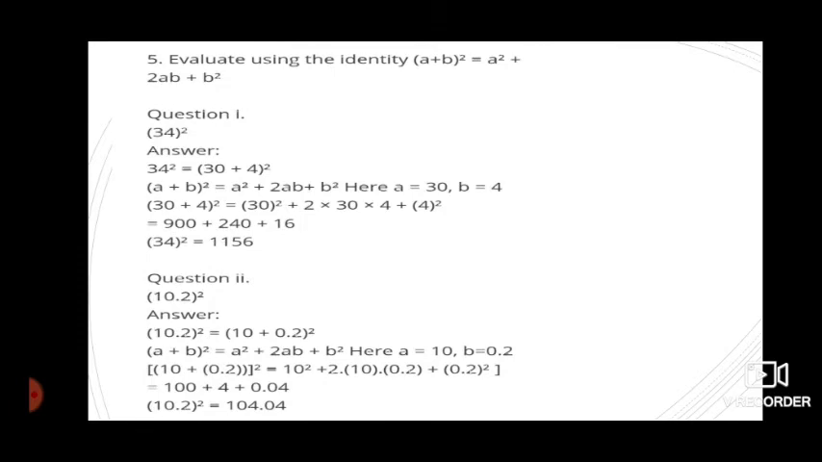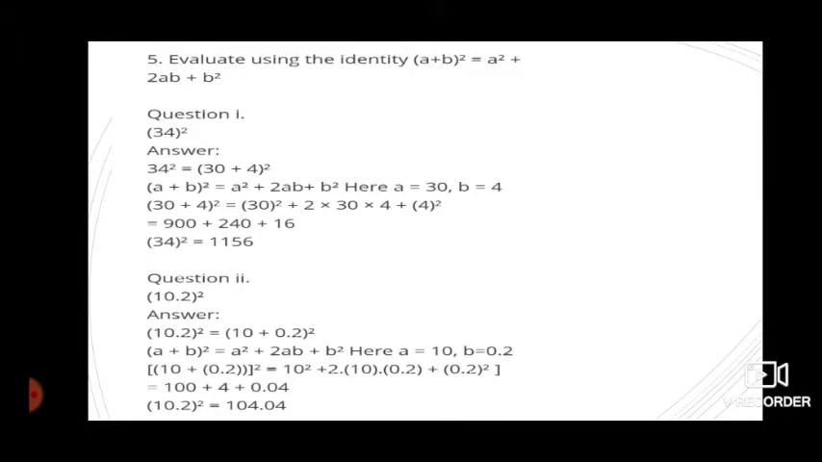Children, evaluate using the identity (a plus b) whole square is equal to a square plus 2ab plus b square. In a previous case we had seen this by using variables. Now we are going to see how the same identity can be used for numerical calculations. See here, 34 whole square. Normally we will multiply 34 into 34, but by using the identity they are saying.